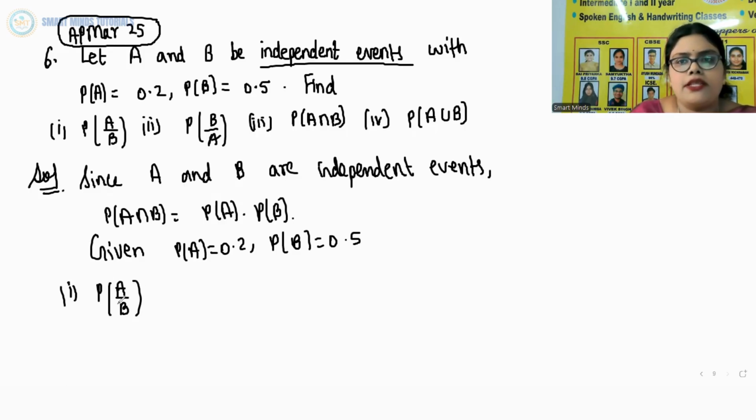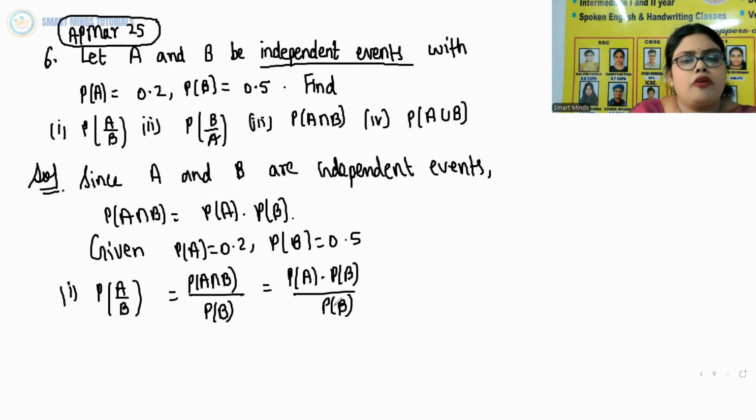So how do we read this? P of A given B. Formula is P of A intersection B by P of B. In the denominator, what letter you have? The same letter will come here. P of B. So, because they are independent events, P of A intersection B can be written as P of A into P of B by P of B. P of B cancel, that is P of A. But P of A is given as 0.2.